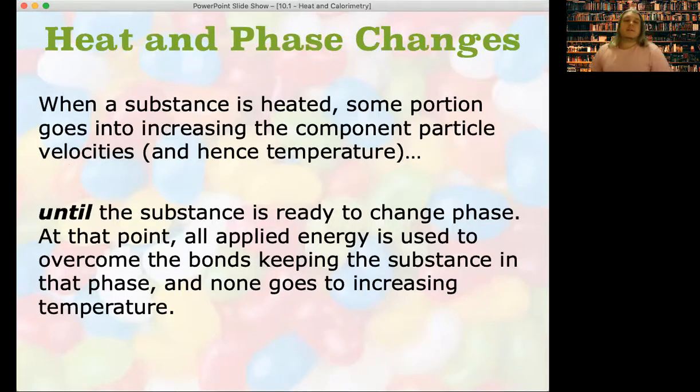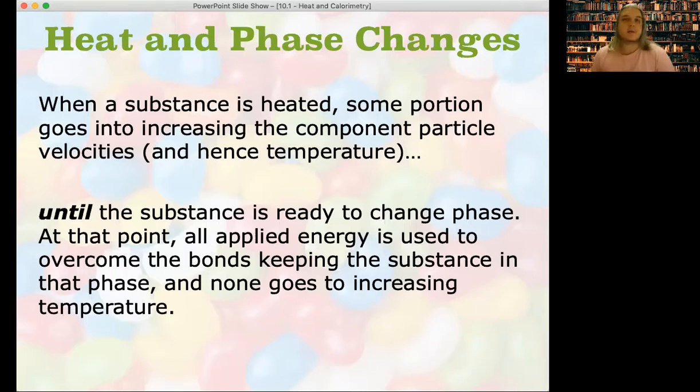Heat and phase changes. So sometimes when we heat a substance, it doesn't increase the temperature. Sometimes the heat energy that we give a substance goes instead into breaking the bonds between the molecules that form either the solid or the liquid. So if you're breaking the bonds that form a solid, then the molecules are now free to move around. They're not stuck in place. So by giving it that energy, you're turning it from a solid into a liquid.